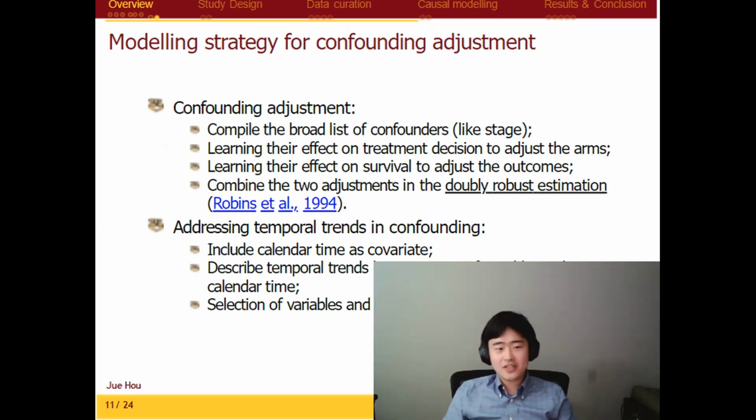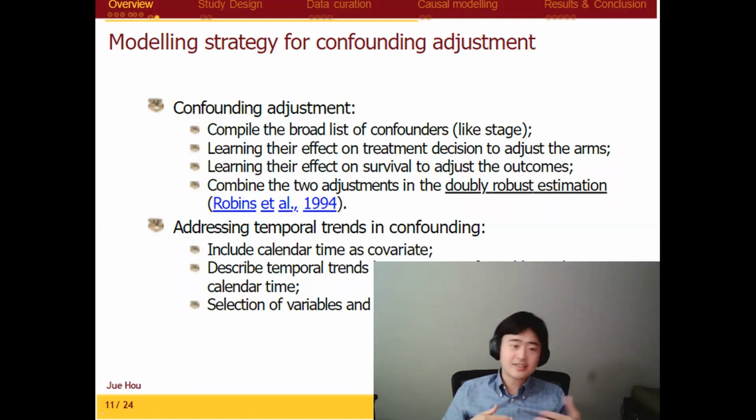The way we solve this problem through statistical modeling is basically twofold. First is targeting the confounding itself. We have to start with a broad list of confounders, like stage. I'm going to give an example of how broad this can be. The defining characteristic is that a confounder must associate with both the treatment mechanism and the outcome. So we have to learn the effect on treatment decision and adjust the arms accordingly, so that we can correct for the imbalance of these features in different arms. And second, we have to adjust for their contribution to the outcome, in another model.